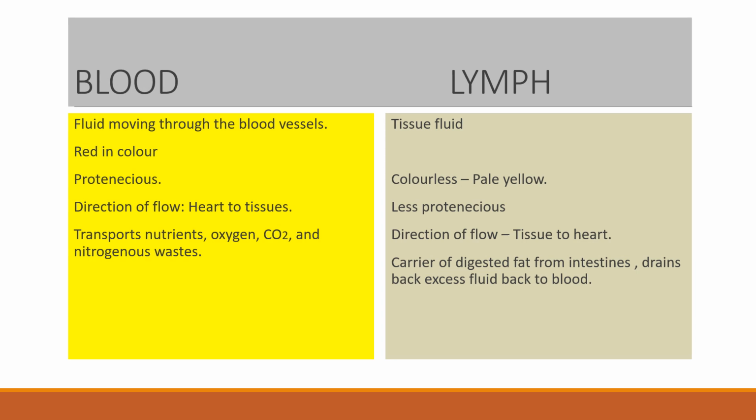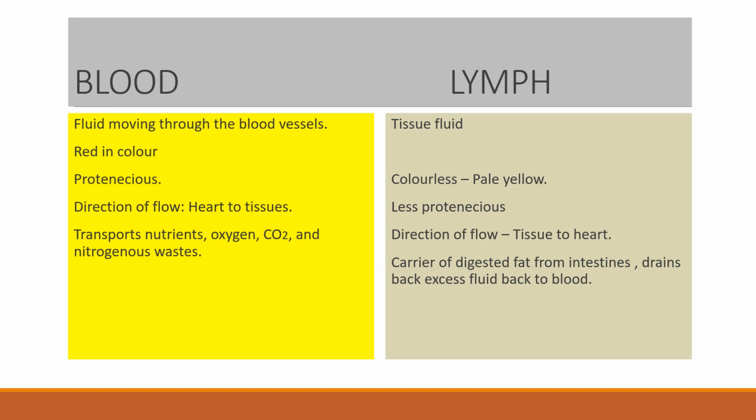Let us look at the differences between blood and lymph. Blood is a fluid moving through the blood vessels. Lymph is a tissue fluid. Blood is red in color. Lymph is pale yellow in color. Blood is proteinaceous. Lymph is less proteinaceous.